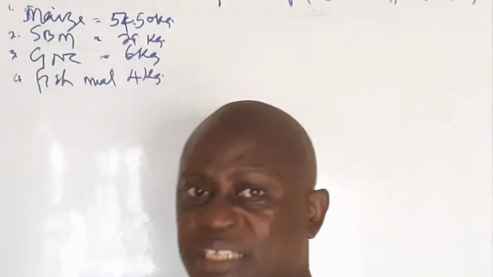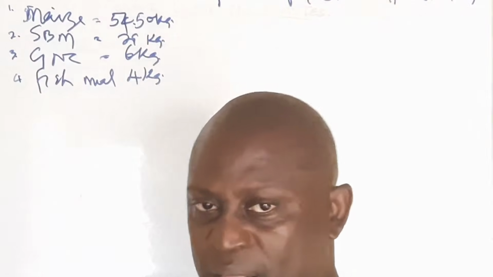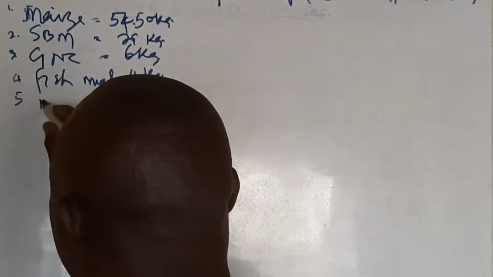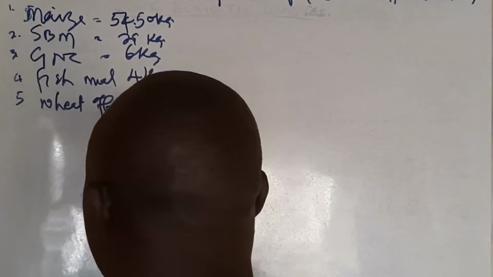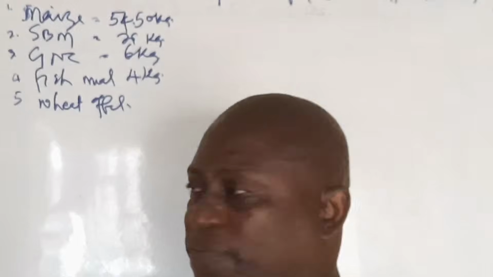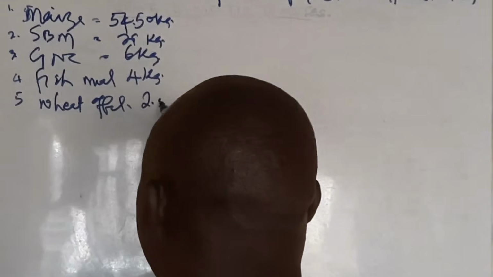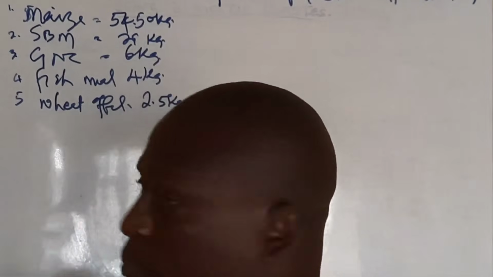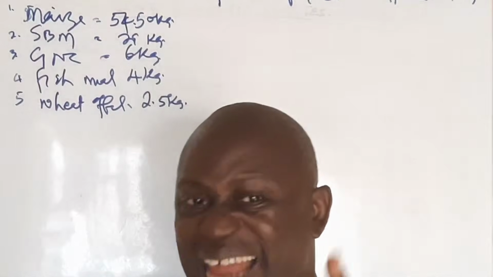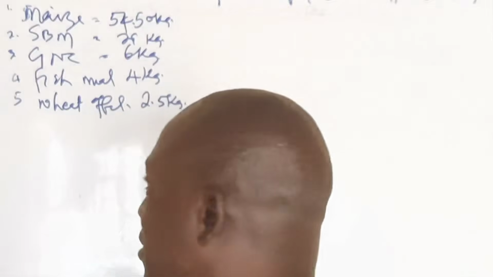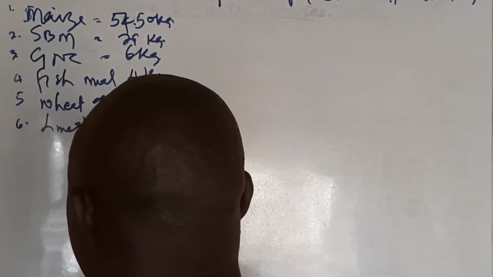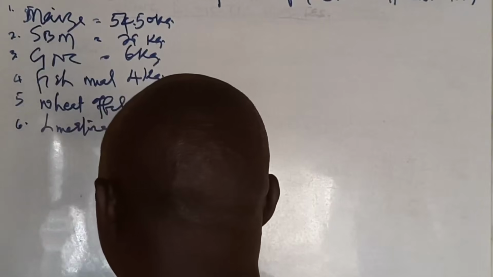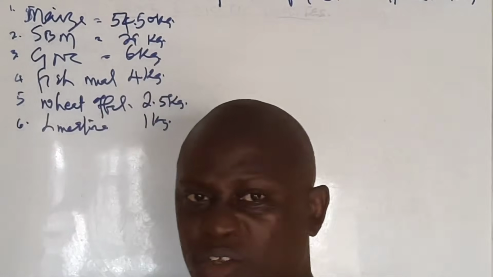Our next ingredient is wheat offal. Wheat offal is from wheat processing. Number 5 is wheat offal. Our wheat offal is 2.5 kg. Our next product is limestone. Number 6 is limestone. Our limestone is 1 kg.